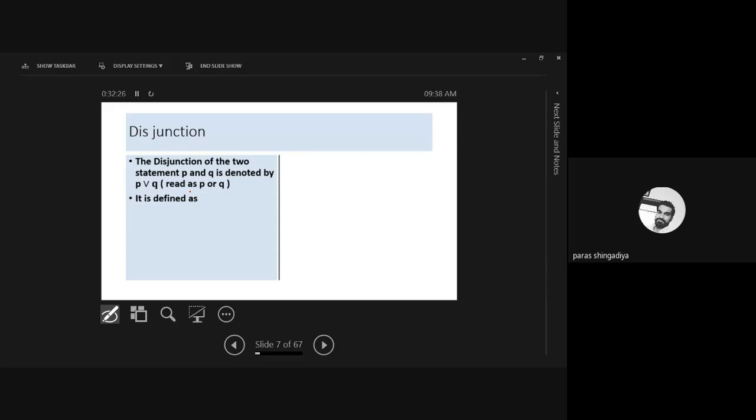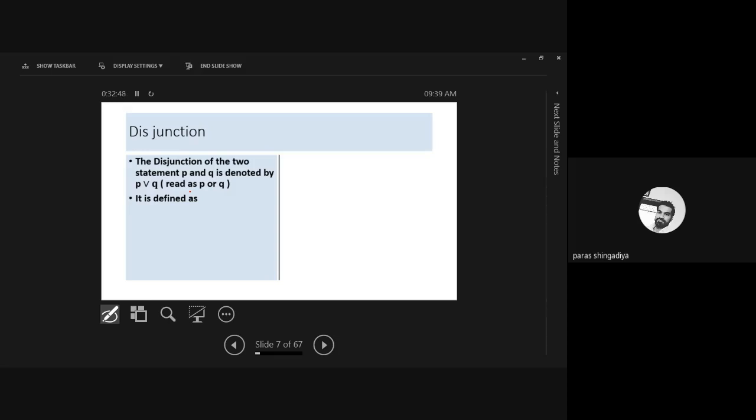If any one is on, clear? If both the switches are on, then current will pass. And now among these two switches, if any one is on, then current will pass through the circuit. If any one is true, then current will pass. If both are false, then current will not pass. Clear? So what is the definition?